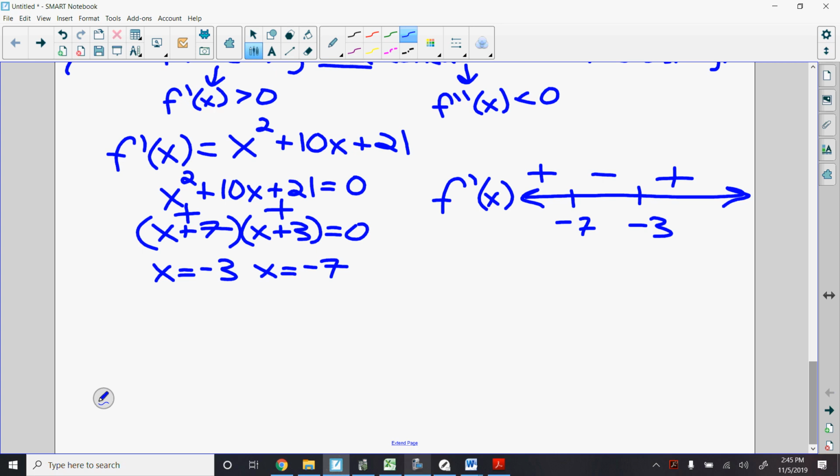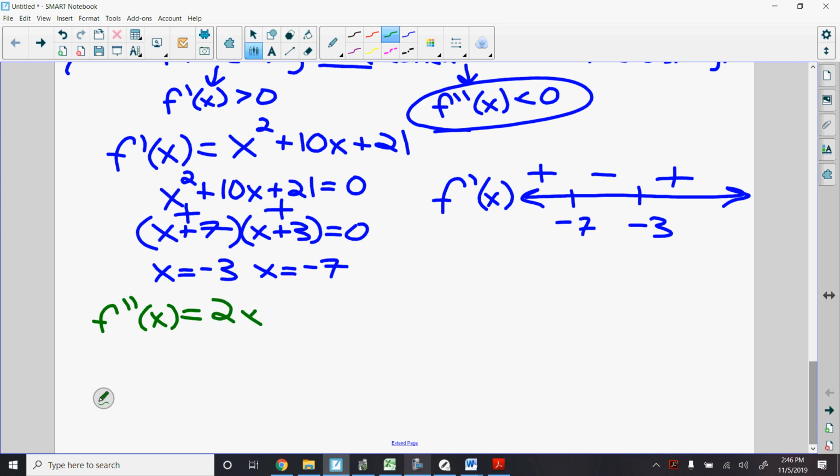But what I need to figure out next is, I can't report that as my answer because I haven't even considered concavity yet. So the other thing I have to do is figure out when f double prime of x is less than 0. Well, in order to do that, I need to find my second derivative. My second derivative here would be 2x plus 10. I need to figure out where this thing is negative. So I'm going to set it equal to 0 and solve.